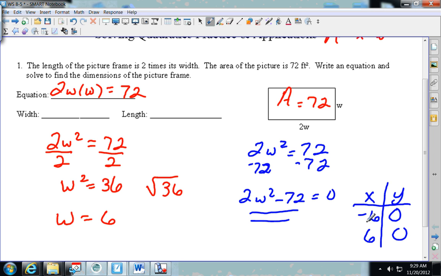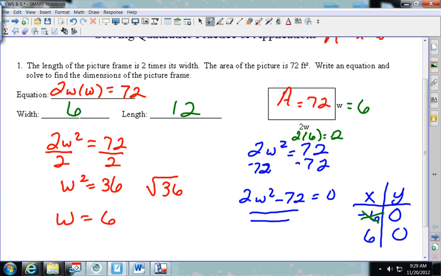Well, why can't -6 be an answer? It's not a width. You can't have -6 inches in a width. So it always has to be the positive number. So the width right here, the w, is 6. What's the length? It's 2 times the width. So 2 times 6 is 12. So your width should be 6 and your length should be 12.